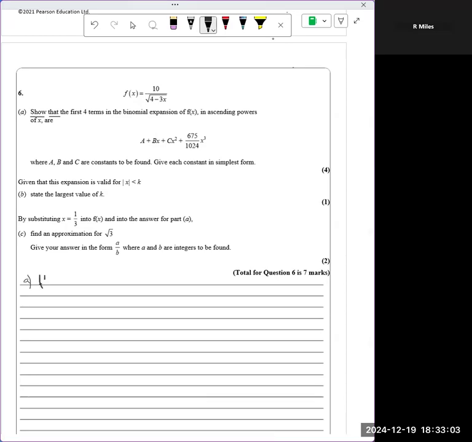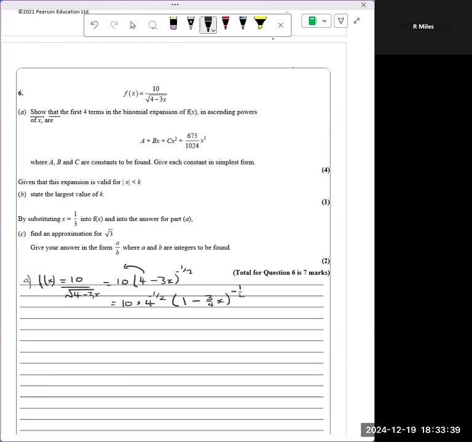So f of x is 10 over the square root of 4 minus 3x, which we need to immediately write as 10 times (4 minus 3x) to the negative a half. The next step is to take out the 4. So this is 10 times, and as we take the 4 out, it takes on the power. So it's 4 to the negative a half, and then that becomes a 1, and the 3 becomes 3 quarters, x to the negative half.